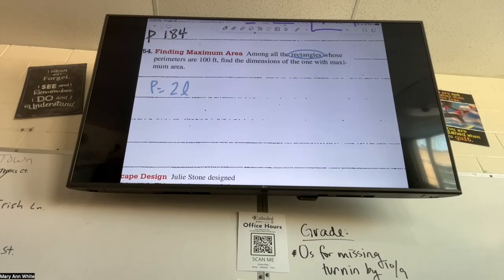We're going to graph them. We're going to substitute it and graph them in the calculator. So 2x plus 2y. What about area? You know area of a rectangle?